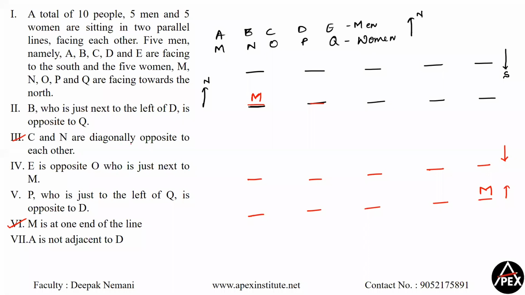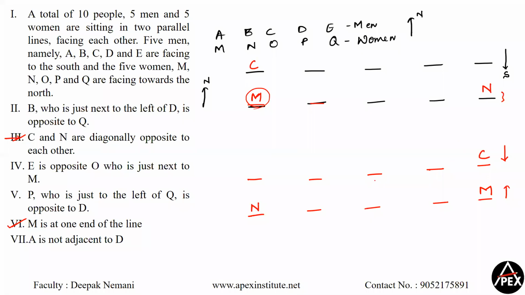Okay, C and N are diagonally opposite to each other. N is a female, so N should be here in this line. Okay, so what are diagonal places? This place and this place, or this place and this place. So we already have M here. So in this case, who will be sitting at the extreme right end? N. Perfect. So N will be here. Then C will be here. And in this case, C will be here.